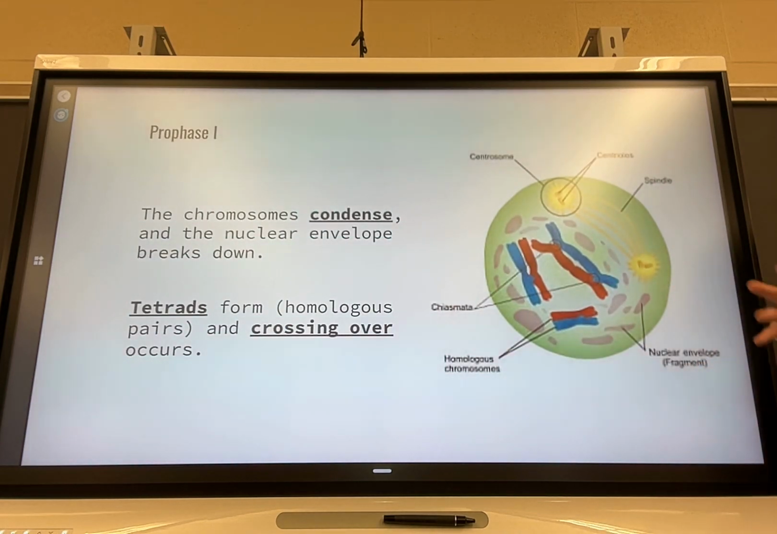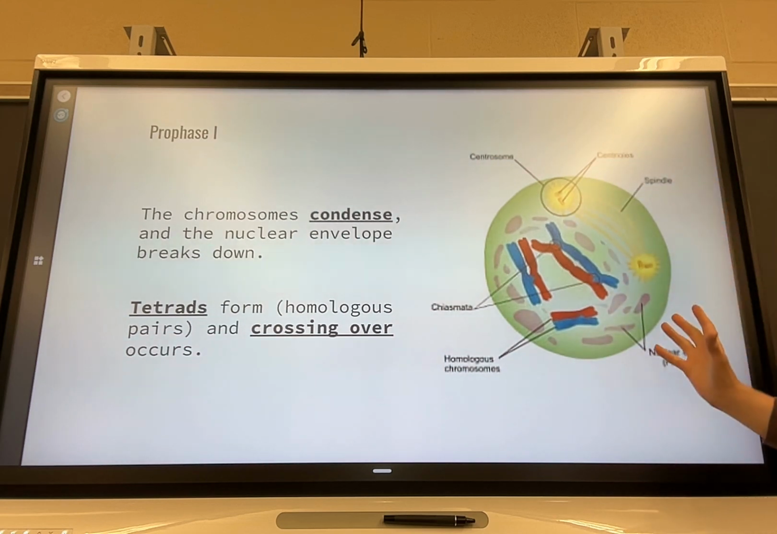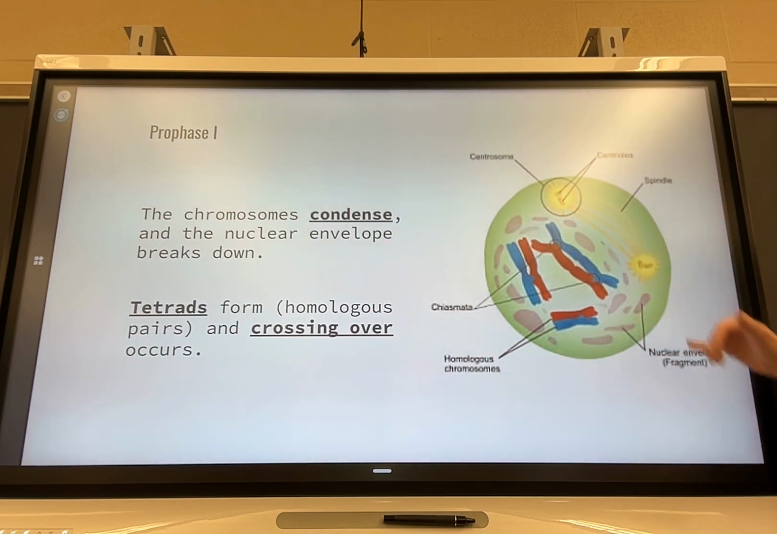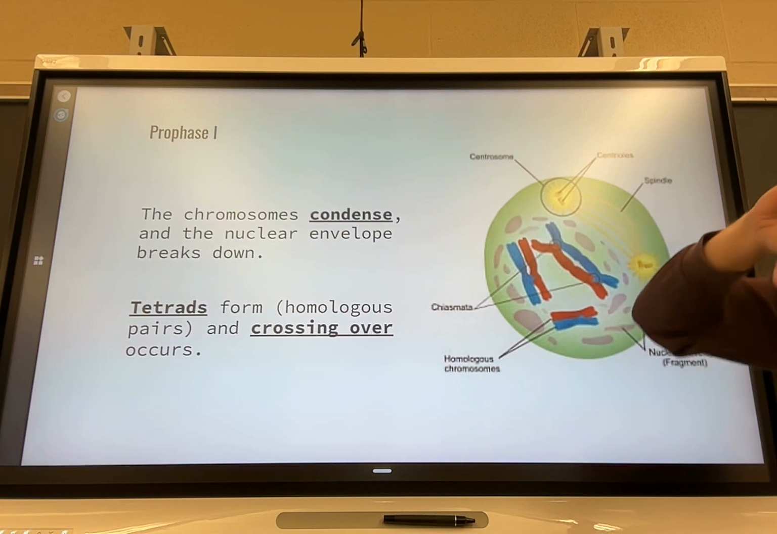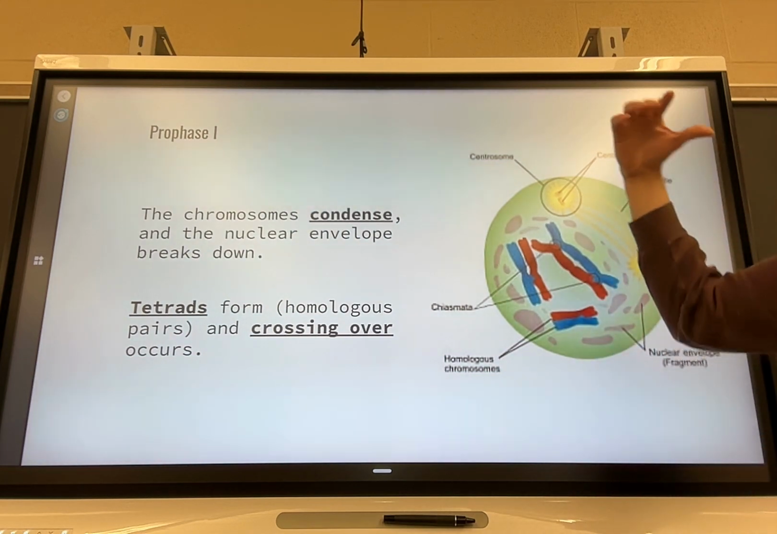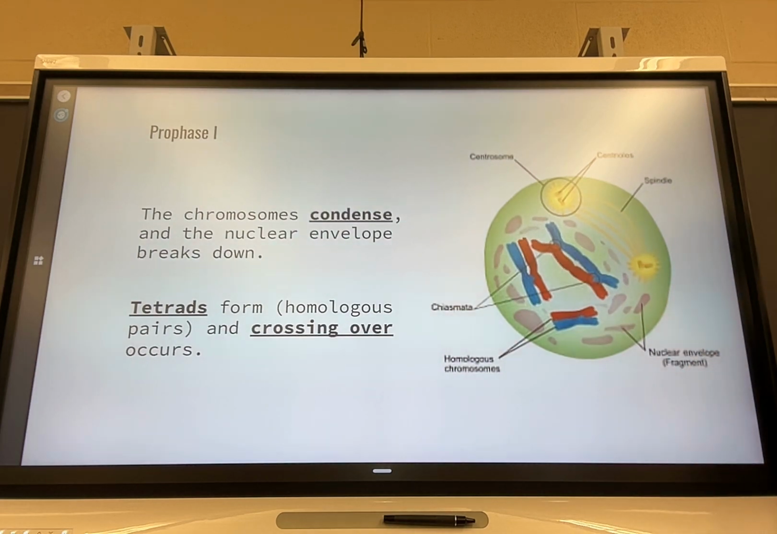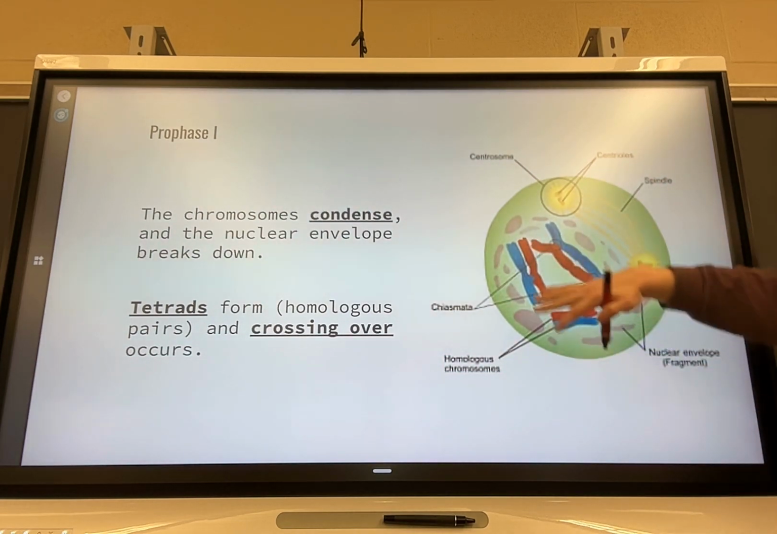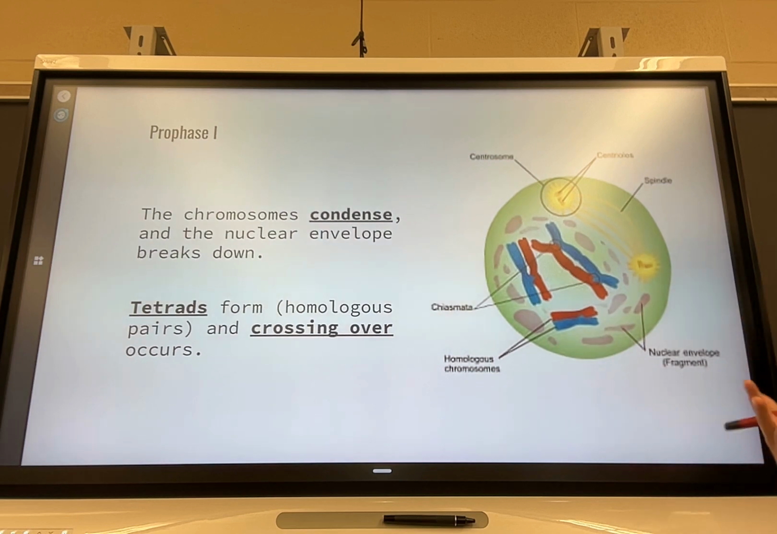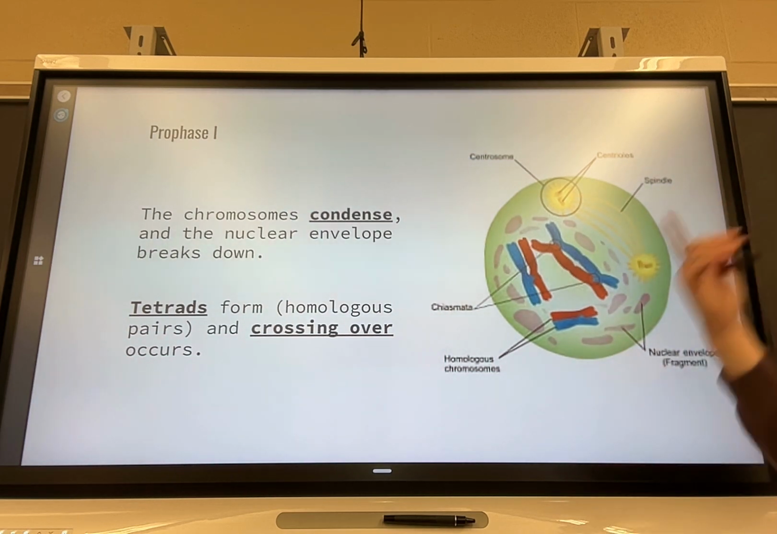In prophase 1, we get some of the normal characteristics of prophase. The chromatin is going to condense into chromosomes, the nuclear membrane is going to break down, the spindle fibers start to form, but we form tetrads. Normally in mitosis, we just have our chromosomes condense and sit around. In this, we are going to form our tetrads and actually do crossing over. So while the nuclear membrane is breaking down, while everything is getting ready to divide, we are going to swap genes.